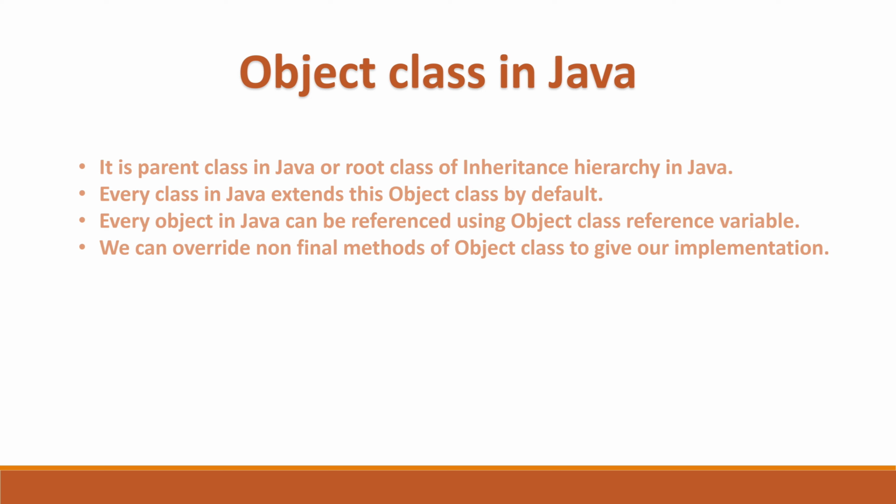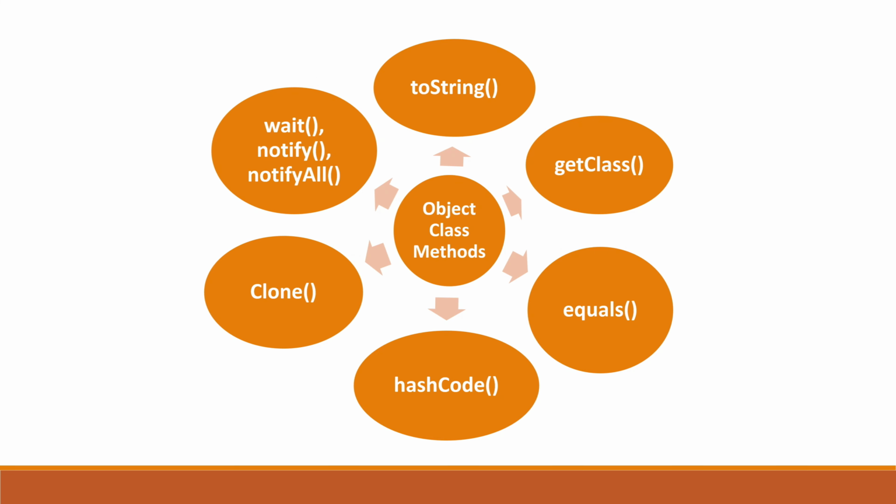We will also see in the code how to override some of the non-final methods of the Object class, that is equals and hashCode, in detail. So let's begin with the various methods of the Object class. There are various methods in the Object class: toString, getClass, equals, hashCode, clone, wait, notify, and notifyAll. We'll see some of the important methods like toString, clone, hashCode, getClass, and equals in this video. Wait, notify, notifyAll we will see in a different video when we discuss multithreading.